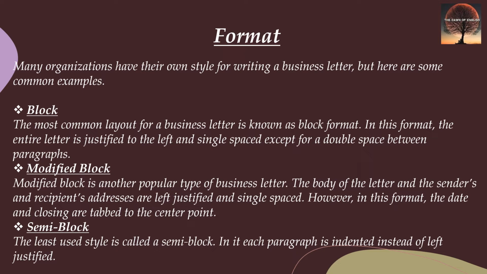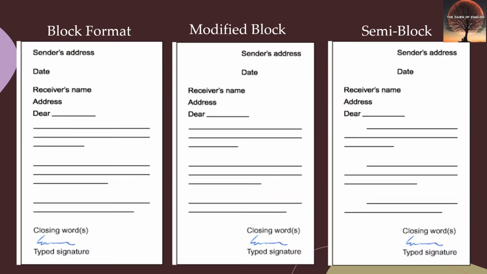Now, what is modified block format? Modified block is another popular type of business letter. The body of the letter and the sender's and recipient's addresses are left justified and single spaced. However, in this format, the date and closing are tabbed to the center point. And the semi-block format, the least used style, each paragraph is indented instead of left justified. Here you can see the layout samples of these formats.